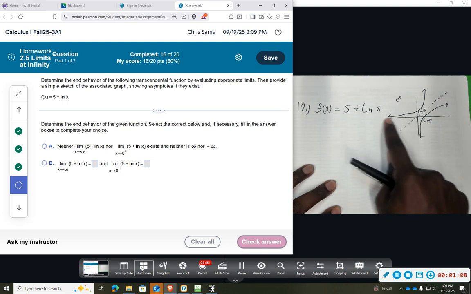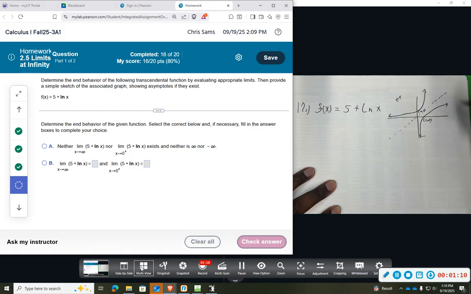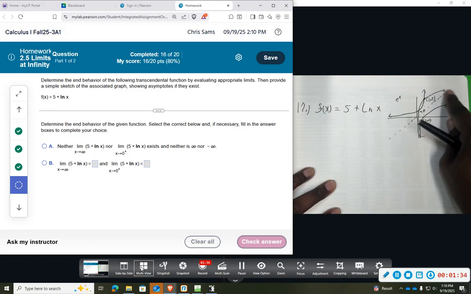The only difference with the plus 5 is that this graph will get shifted up 5 units. So it'll still kind of hug the y-axis, but the whole shape of the graph will curve up and it'll go through this ordered pair 1, 5, because it got shifted up 5 units. So this is what the shape of the graph looks like.